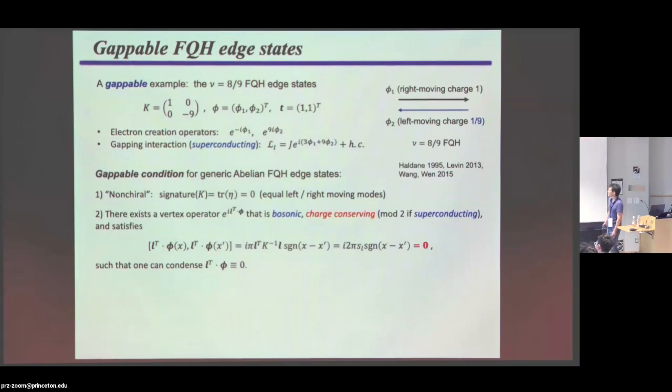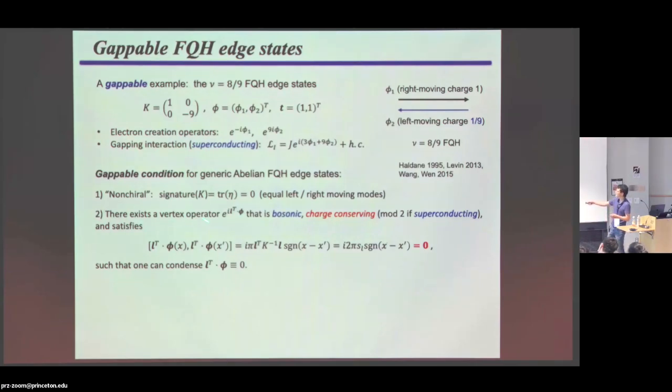Okay, so in general, we can talk about the generic gappable condition for the fractional quantum Hall edge states. There are two requirements. The first requirement, if you want to gap out the fractional quantum Hall edge states, is that you have to have a non-chiral set of edge modes, which means you have an equal number of right movers and left movers. Or in terms of the K matrix, that means you have an equal number of plus and minus eigenvalues. In that case, you can give each pair a mass term and eventually gap them out pairwise. That's the first condition you need to satisfy.